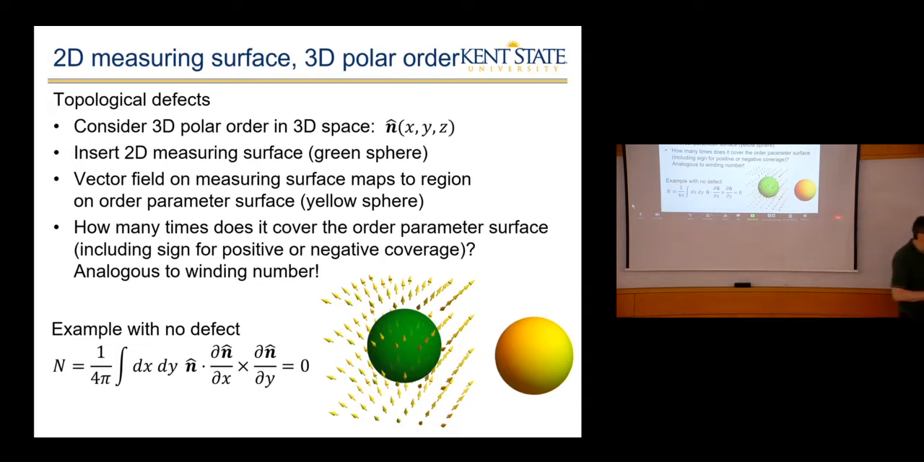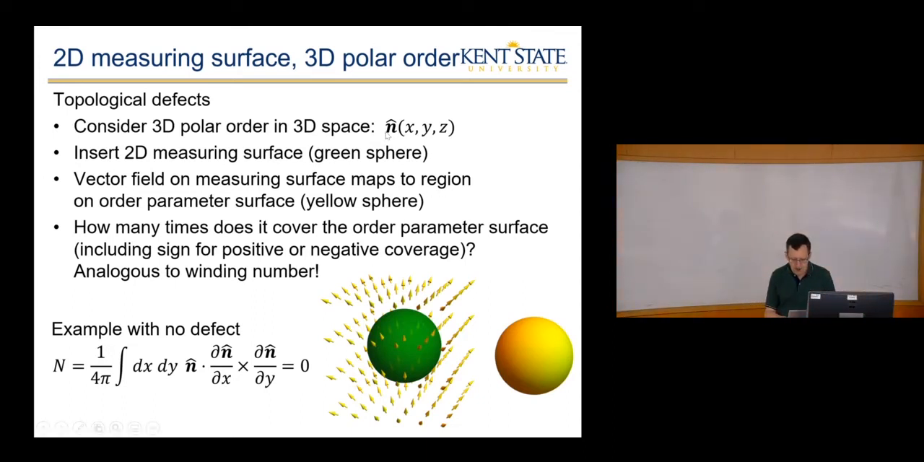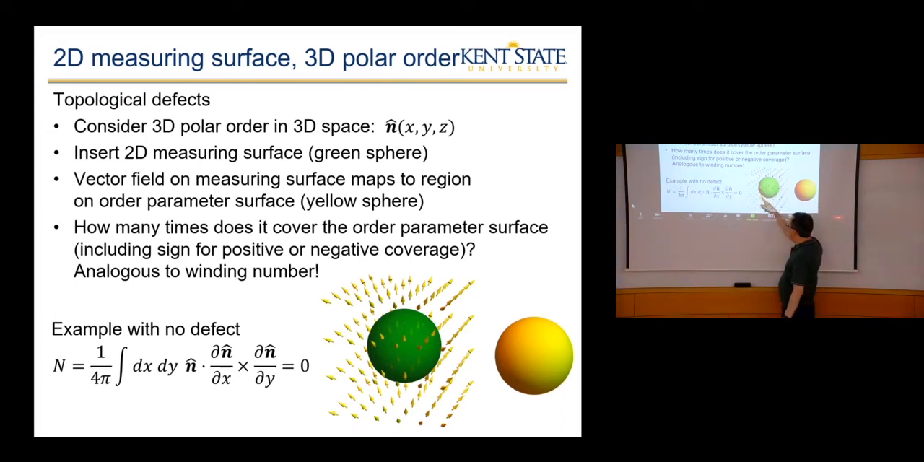So that's characterized by a unit vector n, a three-dimensional unit vector, as a function of x, y, and z. So here's a kind of generic non-defect example of a director defined as a function of x, y, and z. Now, let's insert a two-dimensional measuring surface like this green sphere. And so everywhere on the green sphere, there's a unit vector defined. Okay? So I can take the director everywhere on this green sphere and map it to a point in director space, which is this unit sphere over here.